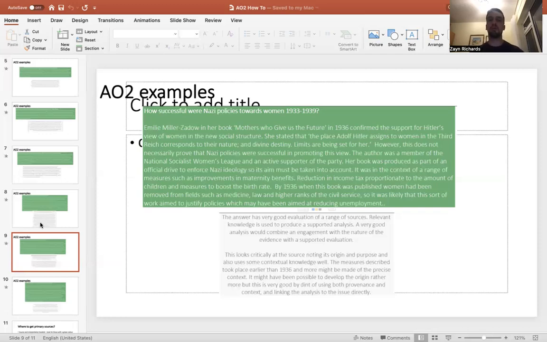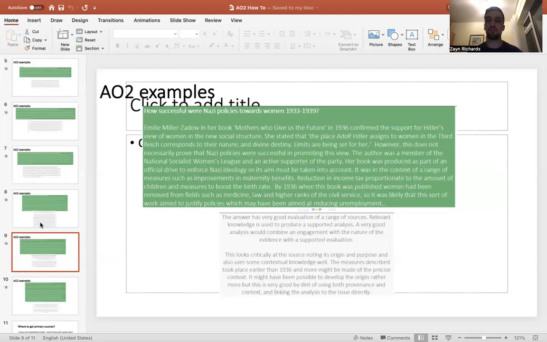So we've got vague statements about the fact that the author was a member of the party and part of the Women's League and the book was produced to enforce Nazi ideology. But those are general sweeping statements that I could make about that source without even having read it, pretty much. So what the examiners are looking for is super depth. So really going into who the author of the source is when you're considering provenance, really going into their backstory as well. And then also there is some use of context.